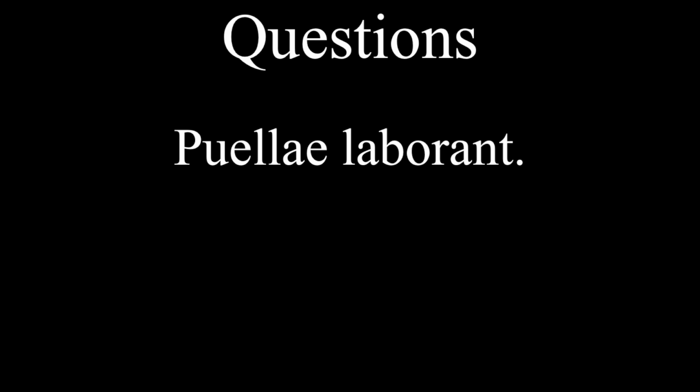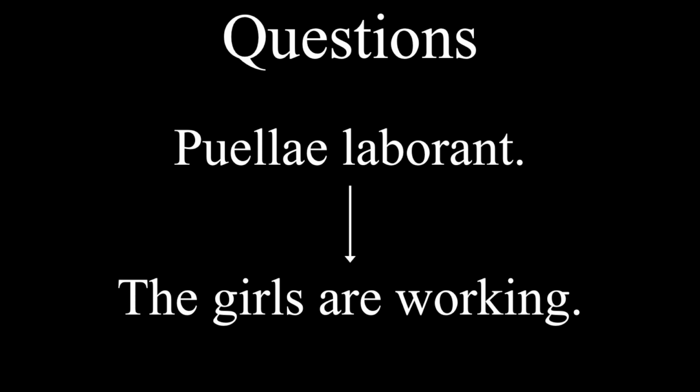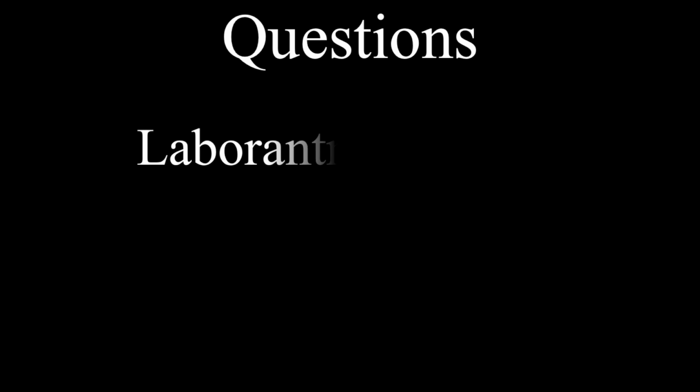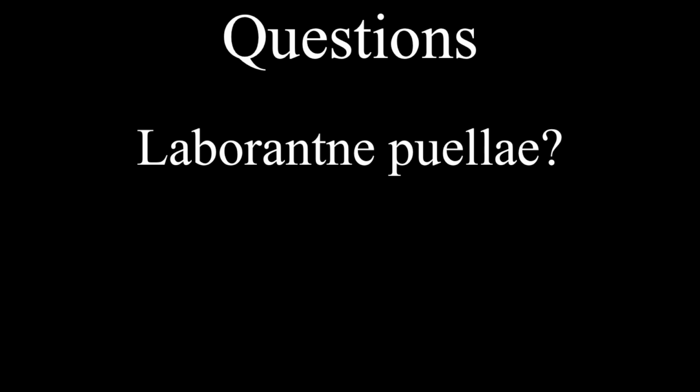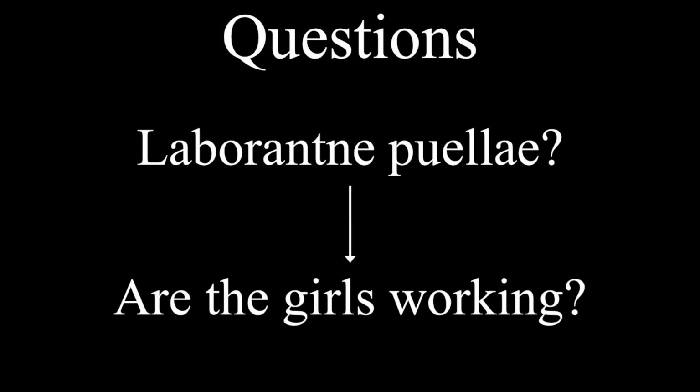The Latin sentence "puellae laborant" is just a statement meaning the girls are working. So we're going to take this one and form it into various questions. First, "laborantne puellae" means are the girls working? So you may have noticed that Latin speakers would usually put the verb at the end of the sentence, but when it was a question, they would very often move it to the beginning of the sentence.